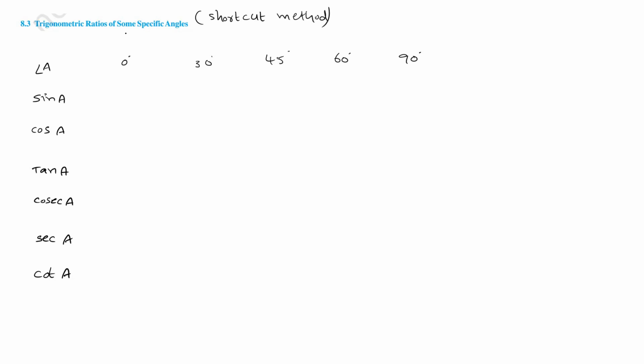For this, we first write the whole numbers 0, 1, 2, 3, 4, and we divide each number by 4: 0 by 4, 1 by 4, 2 by 4, 3 by 4, and 4 by 4. And we apply the square root to each and every number, only in this shortcut method.